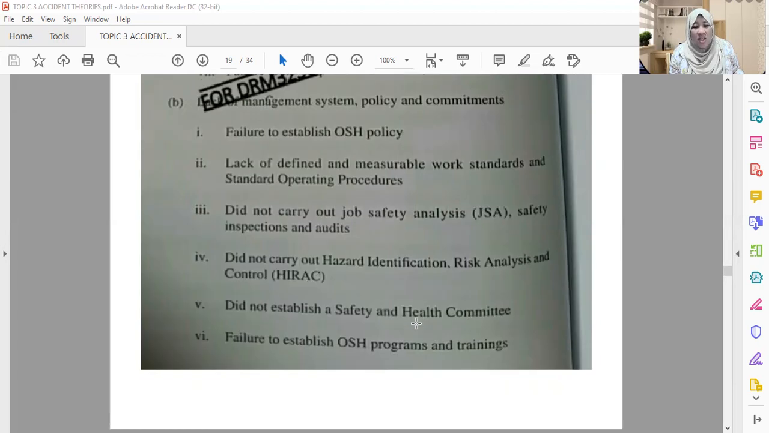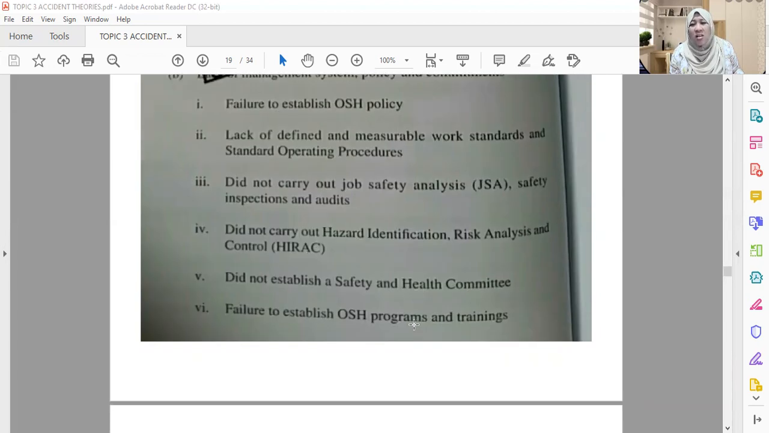And then did not establish a safety and health committee. This is something that most people take lightly. Taking it easy, because they think there is no need for a safety and health committee, why? We don't work in construction. For example, if you work in the corporate world, it should have one. It doesn't mean only those in construction must have a safety and health committee. People working in corporate companies must have it, because mental depression and illness is one of the occupational safety and health issues.